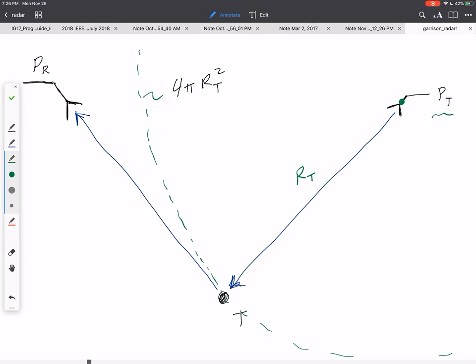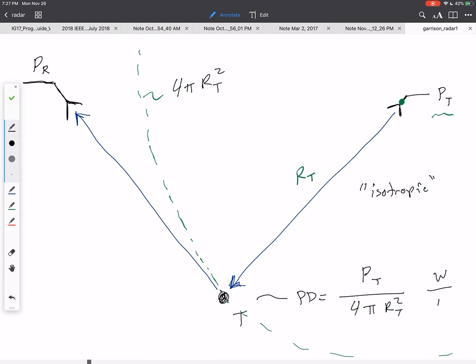Okay, so if we have an isotropic antenna, remember that term means an antenna that radiates power equally in all directions, our power density at the target is the input power divided by the total area over which I am illuminating. This 4 pi RT squared, right? And so this will have dimensions of power per unit area.